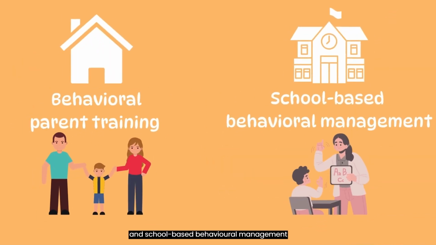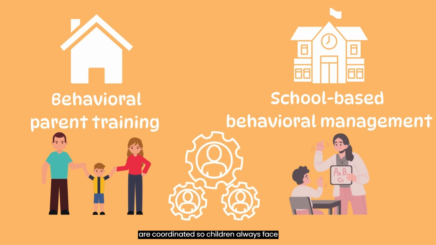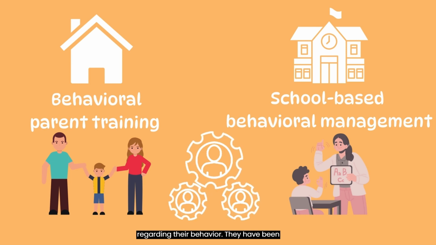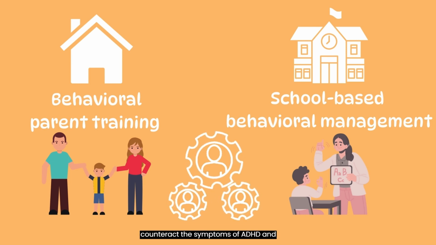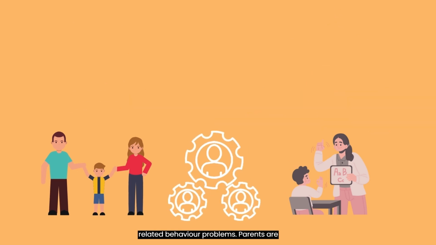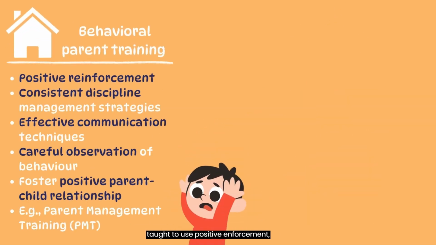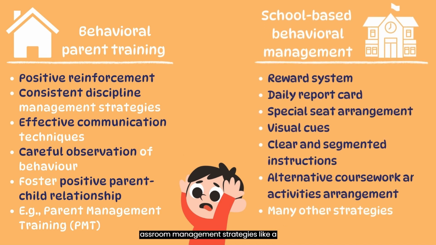Behavioral parent training and school-based behavioral management are coordinated, so children always face clear guidelines and consequences regarding their behavior. They have been proven to be the most effective non-pharmacological intervention to counteract the symptoms of ADHD and related behavior problems. Parents are taught to use positive reinforcement, consistent discipline management strategies, and other techniques to help kids control their behavior. At school, classroom management strategies like a reward system or daily report cards are used to discourage negative behaviors.